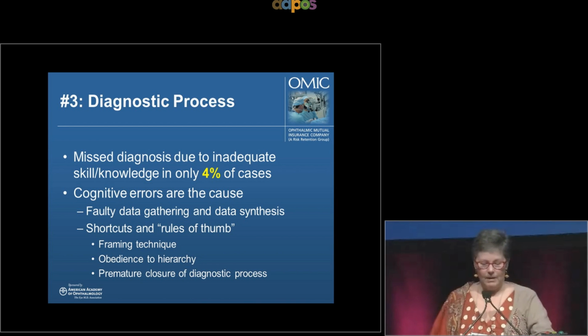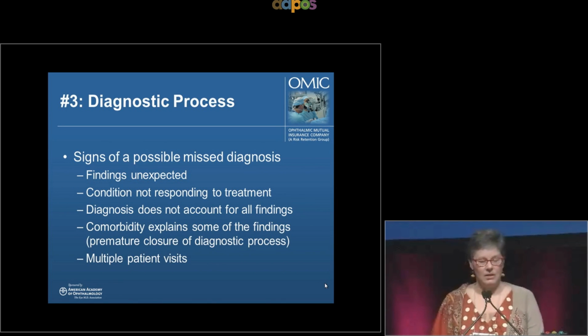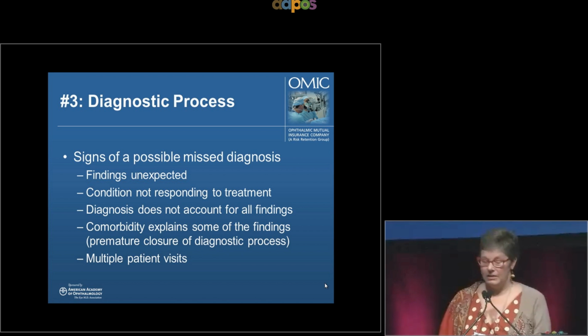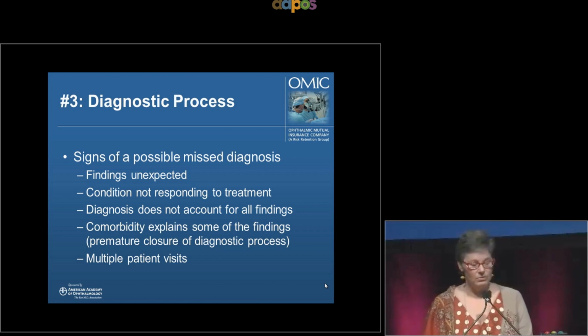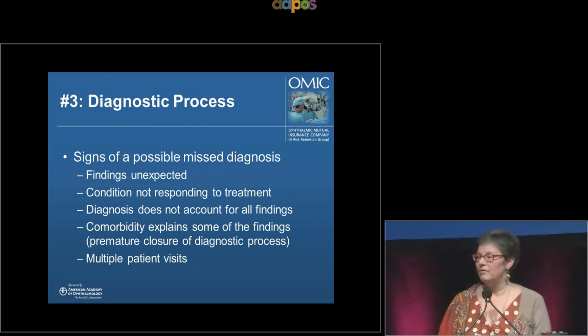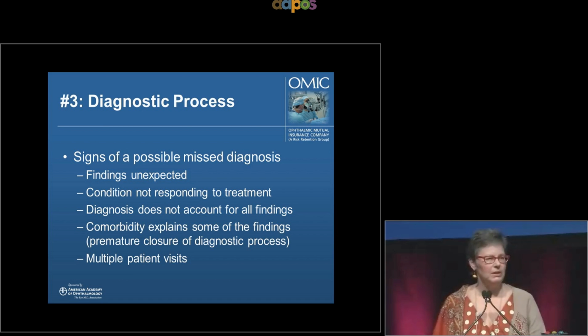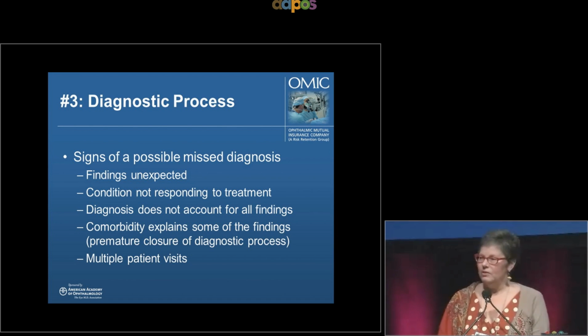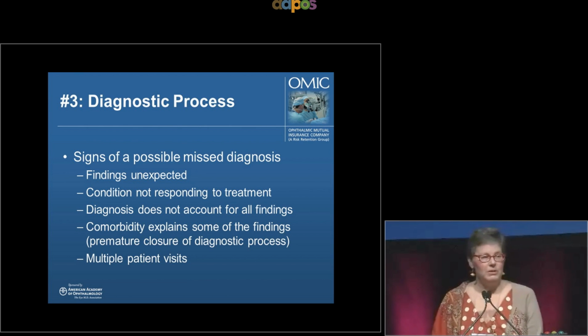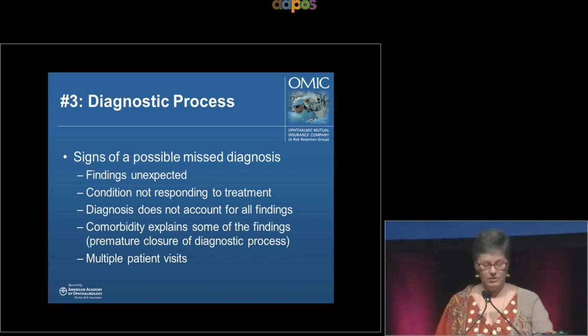So what are the signs you might have missed a diagnosis? The findings are unexpected. The condition's not responding to treatment. It doesn't account for all the findings. And sometimes that's okay if the findings are not very worrisome, but you should at least be looking at that. Does this account for everything I'm seeing? Often what happens is that there was a comorbidity that the ophthalmologist sort of seized upon and early on decided that's what the problem is and didn't fully develop a differential diagnosis. And multiple patient visits, especially for a worsening condition.